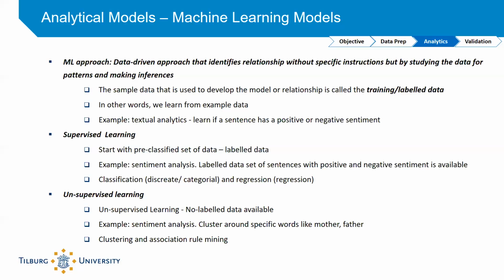So in our text analytics example, what could happen is we could cluster around specific words. We could expect that positive sentiment sentences would cluster around words like mother, father, and so on. The most common unsupervised learning approaches are clustering and association rule mining.